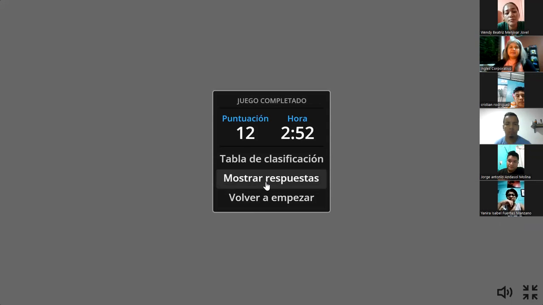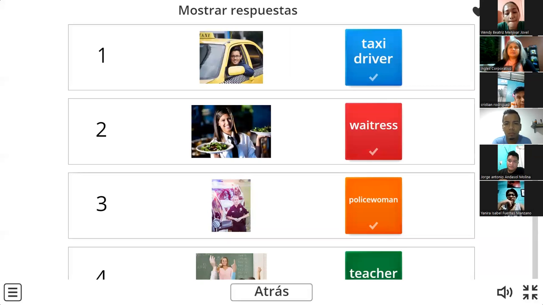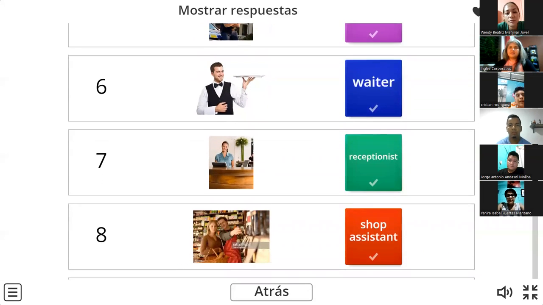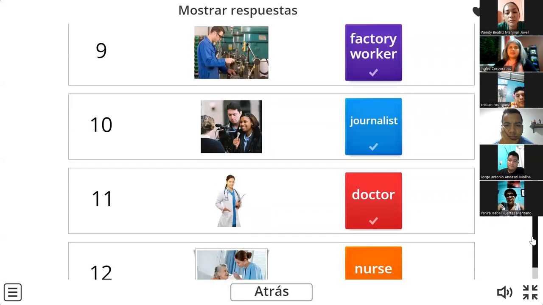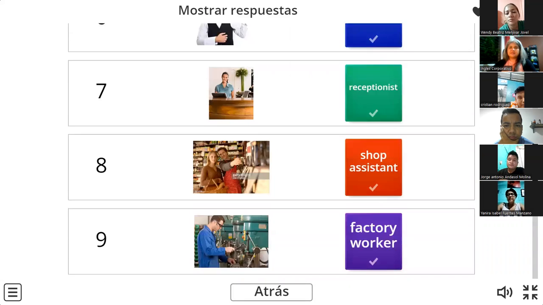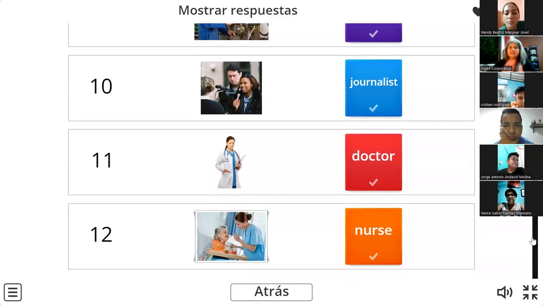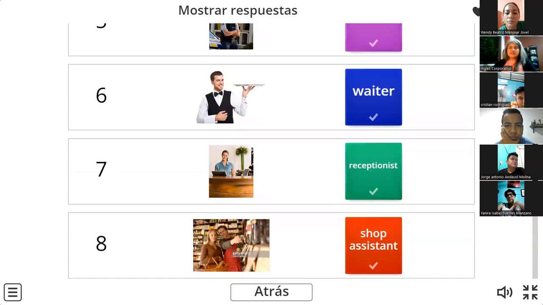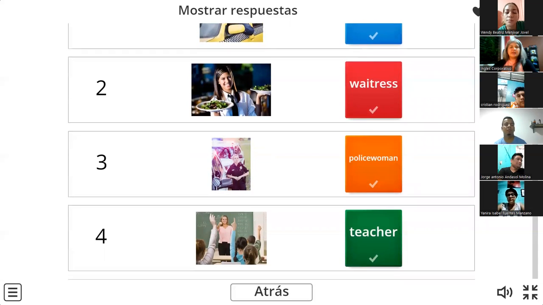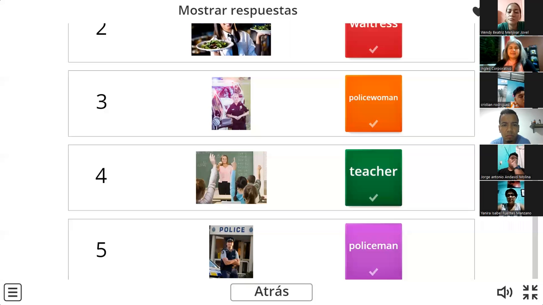Did you learn new vocabulary? ¿Aprendieron un vocabulario nuevo? Yes. Okay, what was new for you? ¿Qué fue lo nuevo para usted? Reader? Journalist? Factory worker? Factory worker, uh-huh. Shop assistant, okay. Waitress. Okay, very good. Okay, take notes, okay? In your notebook, write a new vocabulary that you learn. Okay. Very good.